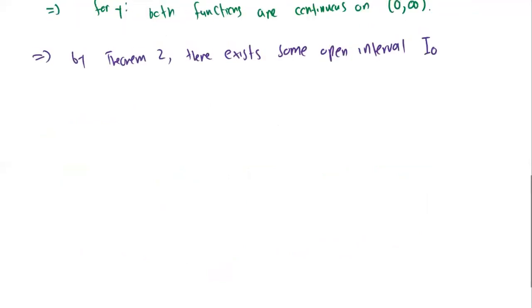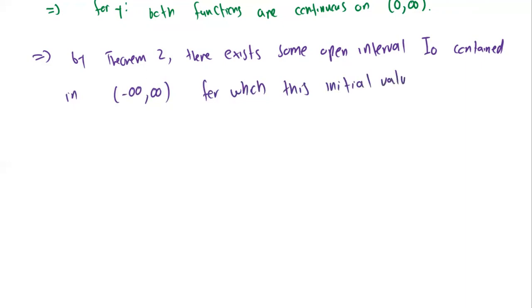But we know that there exists some open interval I naught contained in the interval for continuity we found for the x variable, so contained in negative infinity to infinity, for which this initial value problem has a unique solution. And again, if you're doing the homework, I would like you to write a conclusion like this. So conclude your work.